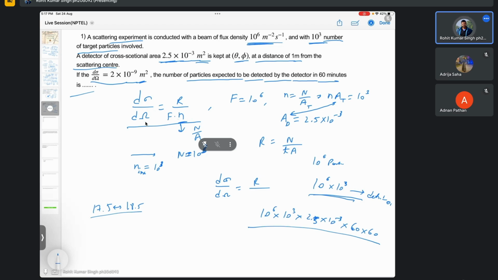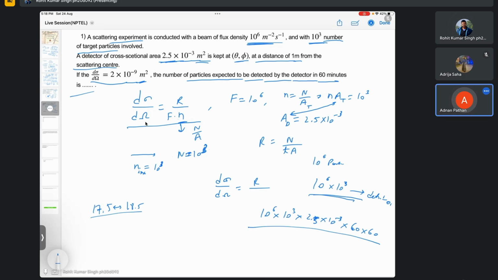It is like this. I don't know. So what you should get is a very high number, right? And yes, sir, it should be a high number because 10 to the power 6 particles are coming. So what is this?